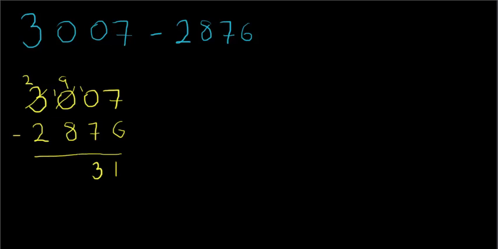The rest of it's quite easy now. 9 take away 8 is 1, and 2 take away 2 is 0. I could put a 0 there, or I could just leave it as it is.